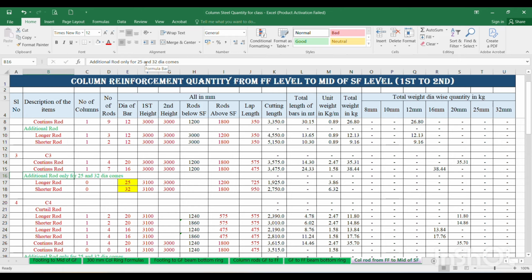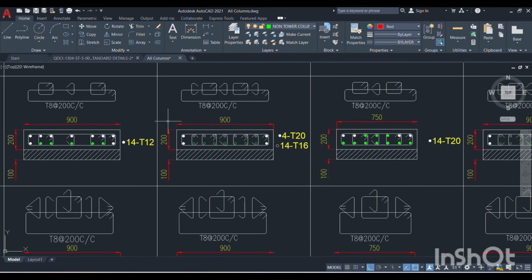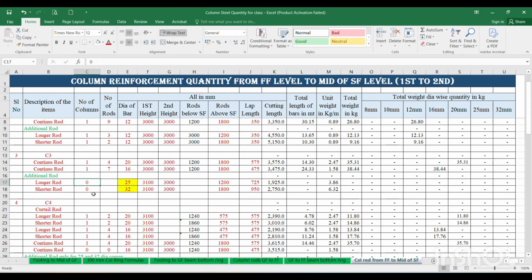Then there is the additional rod. In this additional rod, there is longer rod and shorter rod. So how many longer rods are there and how many shorter rods are there? Only additional rods are there, 14 number of 16. Out of 14, 7 number are continuous rods, and the remaining 7 are additional rods, which start from the first floor level. In these 7, column number is 1. Out of 7, 4 are taken longer and 3 shorter, and dia is 16, and first floor height is 3 meter.